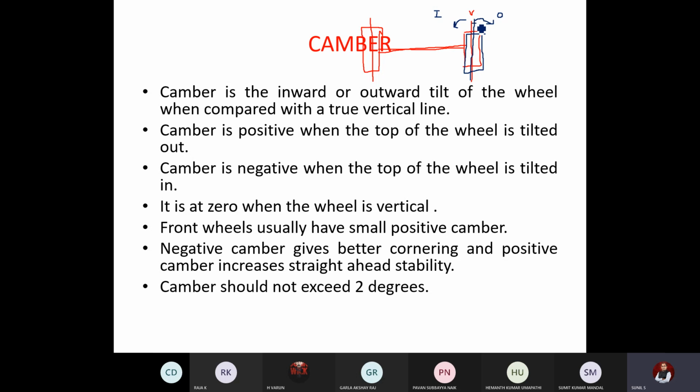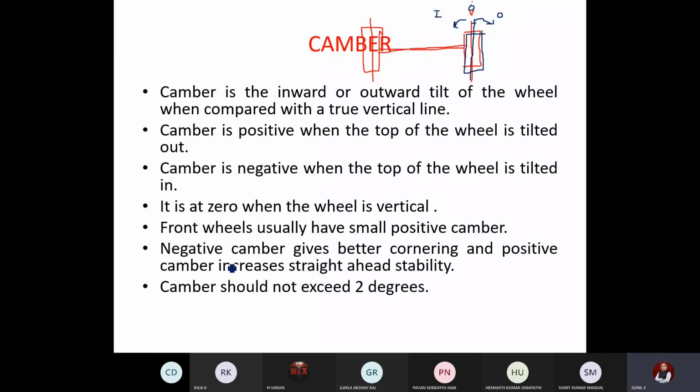So if you tilt the wheel outwards, it is called the positive camber. Similarly, if you tilt the wheel inwards, it is called the negative camber. If it is straight, if you don't tilt, it is called the zero camber, or vertical. So this is the zero position. If you tilt the wheel 2 degrees towards the outside, it is called positive camber. If you tilt it inward, it is called negative camber. If you don't tilt, it is called zero camber.